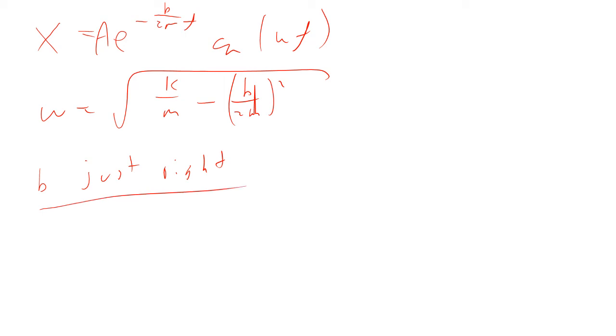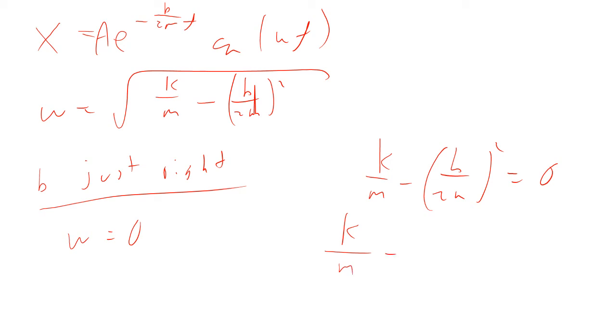Okay, so the Goldilocks b. That would be if omega is 0. Because we had omega, we have b small, b big. What if b is right in between? So what if b is such that k over m minus b over 2m squared is 0? So that's k over m minus b squared over 4m squared equals 0. So that m cancels right there. And so we move b to the other side of the equation. So b equals the square root of 4mk.